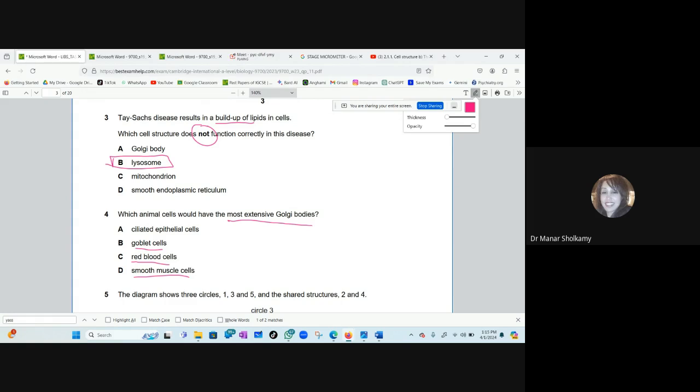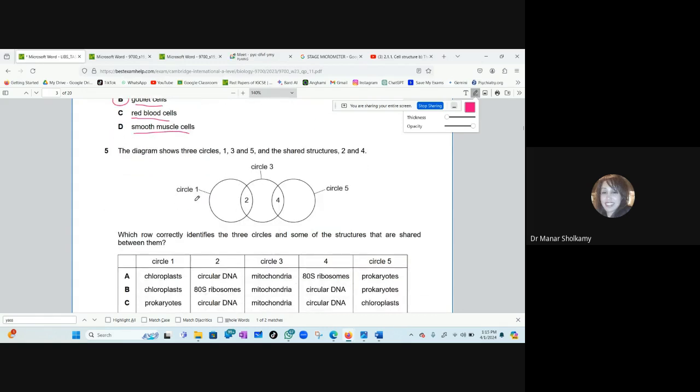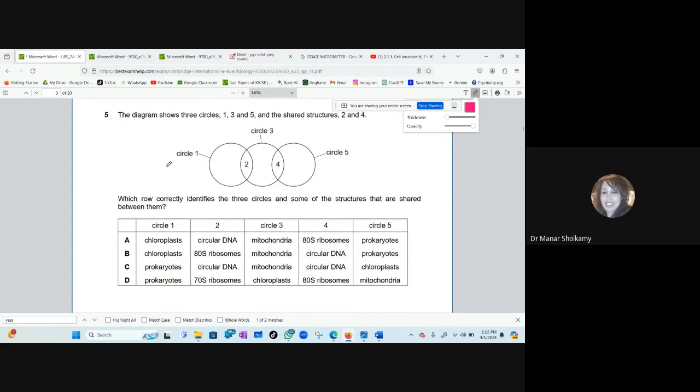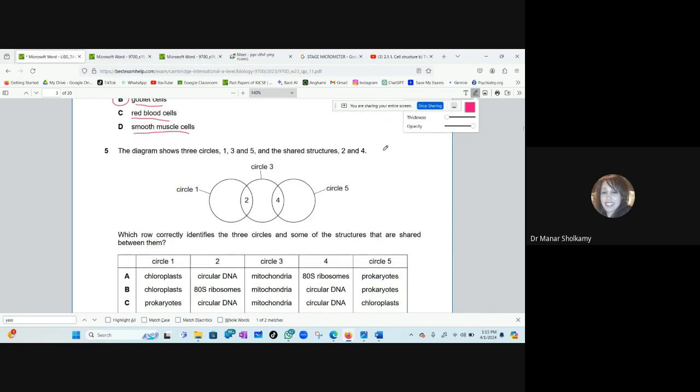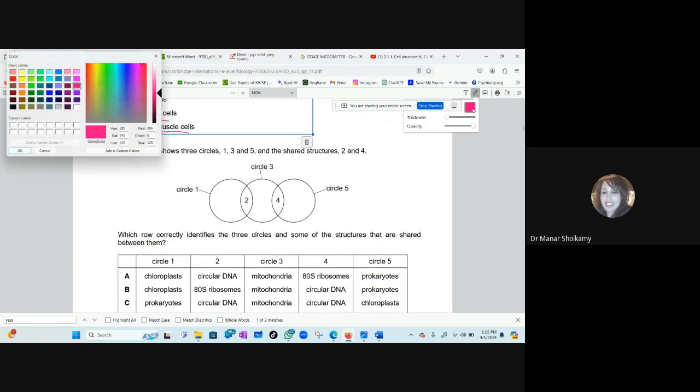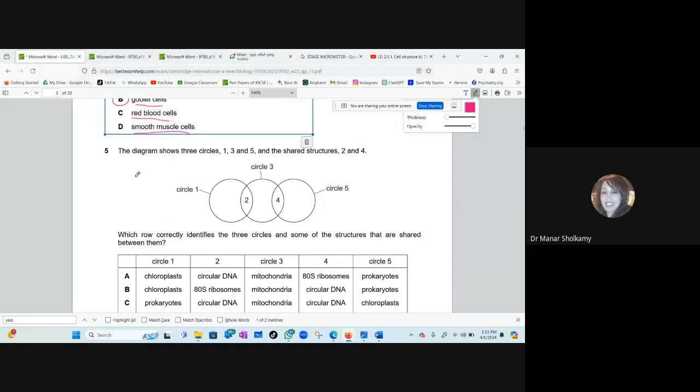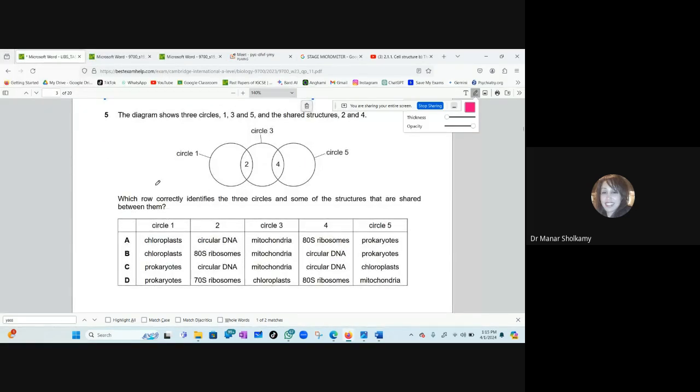B. Yes, correct. Mucus is mainly made up of protein and water. 5. The diagram shows 3 circles, 1, 3, and 5, and the shared structures 2 and 4. Which row correctly identifies the 3 circles and some of the structures that are shared between them?